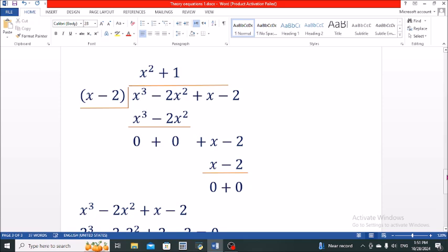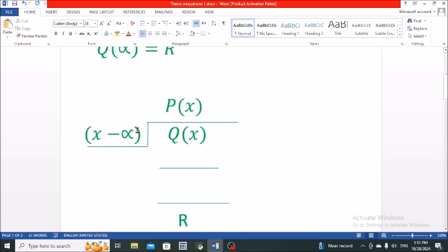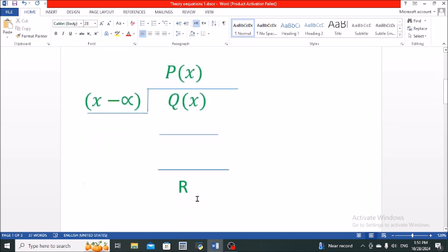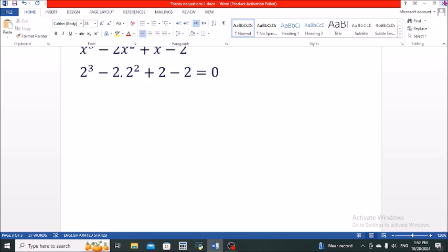No, this is not. I am just proving the theorem that says that when dividing q of x by x minus alpha, we get a remainder r, which is equal to the value of q of x when x equals alpha. And that's all for today.